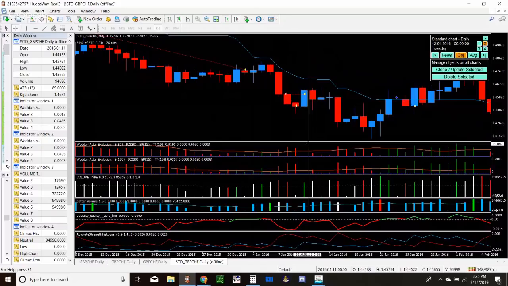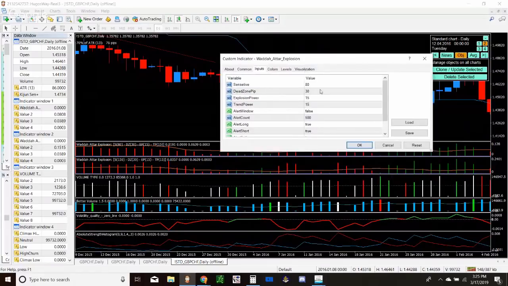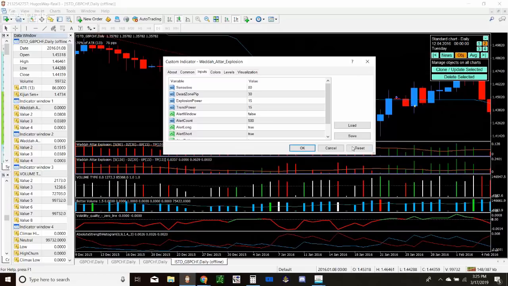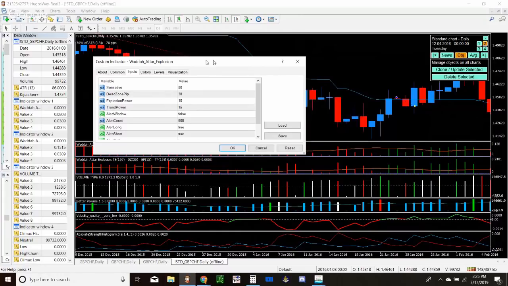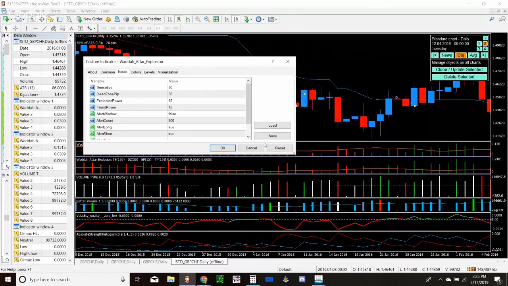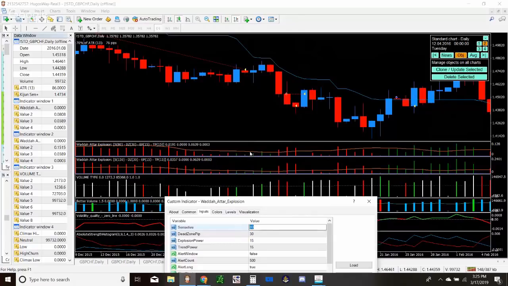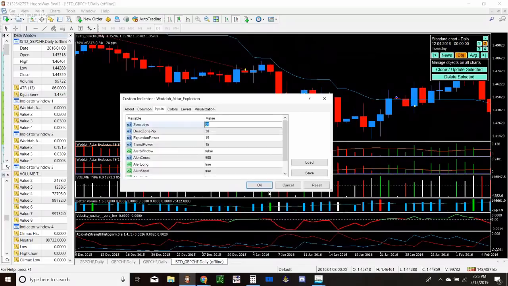For WAE, assuming that's what you're talking about, Waddah Attar, all I really change, I leave the default. I just kind of messed with the sensitivity here. You won't always know exactly what to change, and that's where playing around with indicators will lead you to settings that you want to use. We don't have the time here to really do that, so we're just using default settings on everything. But the sensitivity is right here, and I think 150 is the default. I lowered it to 80 just to see what it would do.